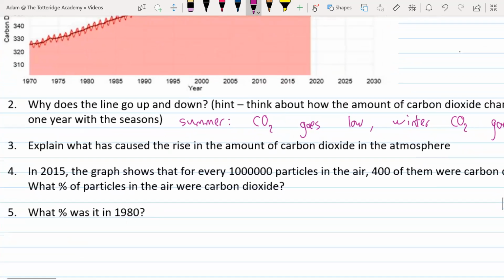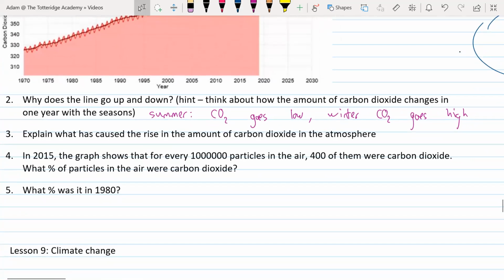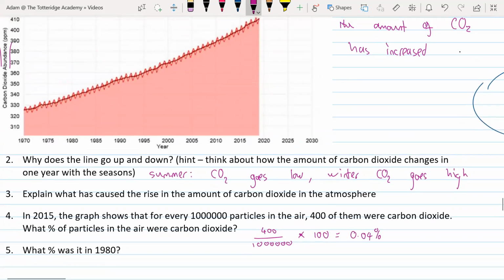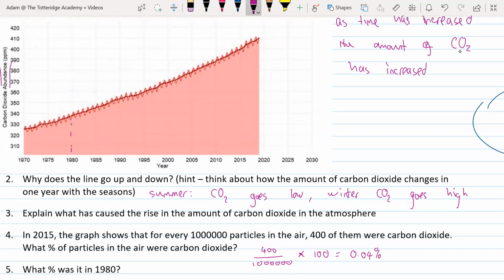In 2015, some nice maths for you. In 2015, the graph shows that for every million particles in the air, 400 of them were carbon dioxide. What percentage of particles in the air were carbon dioxide? So you get your calculator out, you do 400 divided by 1 million times by 100 to make it into a percentage, and that should give you 0.04%.